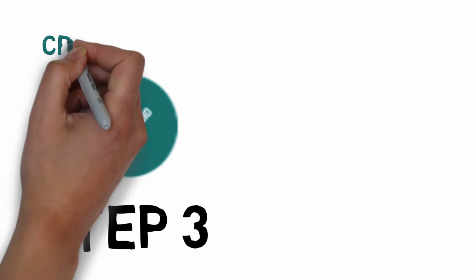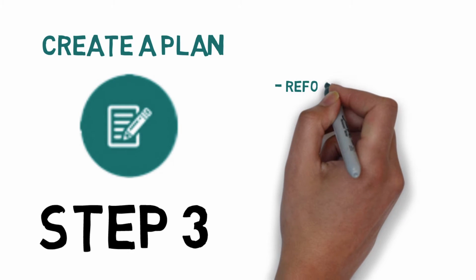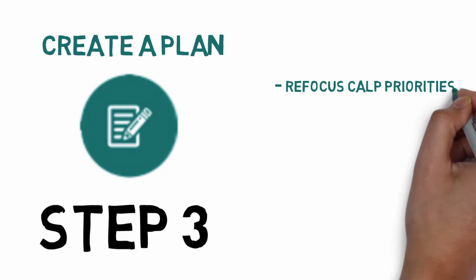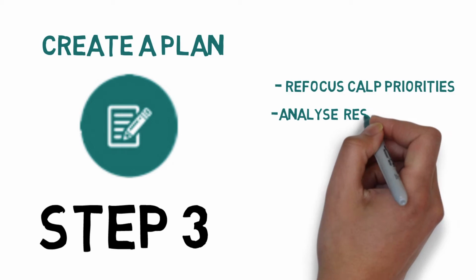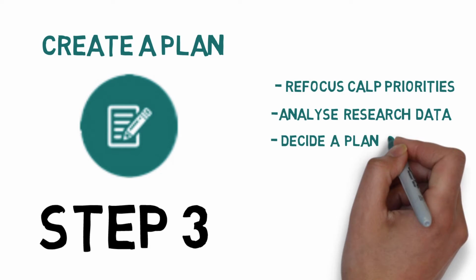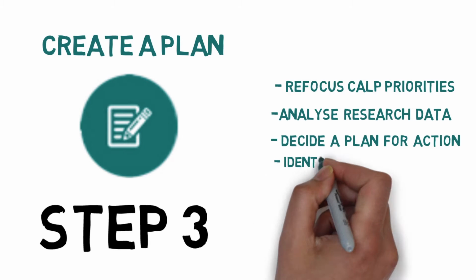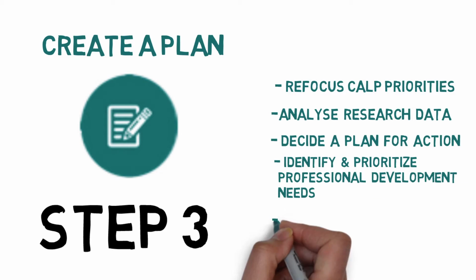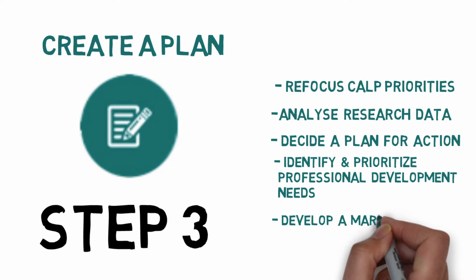Step 3. Create a plan. This step helps you refocus your CALP priorities, analyze research data to identify priorities for learner support services, develop a plan for action, identify and prioritize professional development needs, and helps you develop a marketing plan.